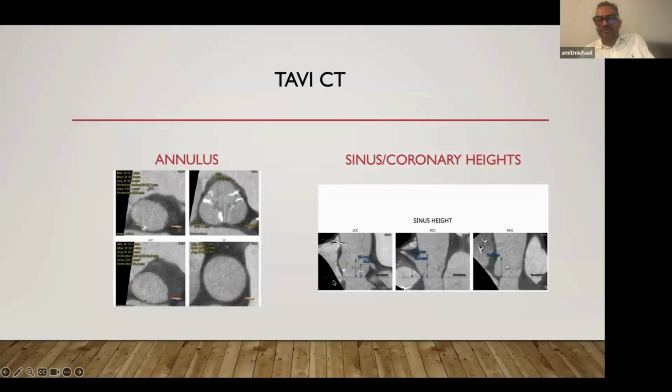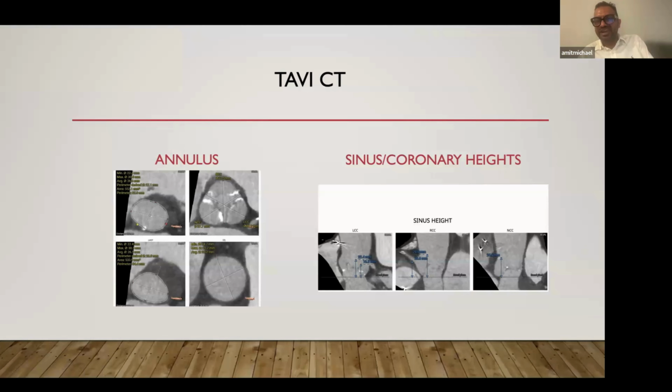Then the other thing we look for is the coronary heights and the sinus heights. So that imaginary line that you see there is what we assume is the annulus, where all the cusps meet at the same point. And that's done through a special software on the CT called 3mensio. That's what we use. And based on that annulus, we measure the height of the left and the right coronary from the annulus, because usually a height which is 11 millimeters and more is safe to do a TAVI.